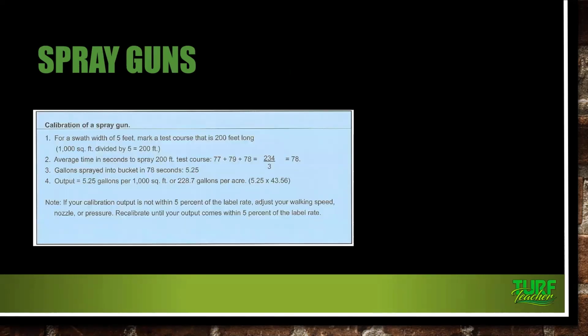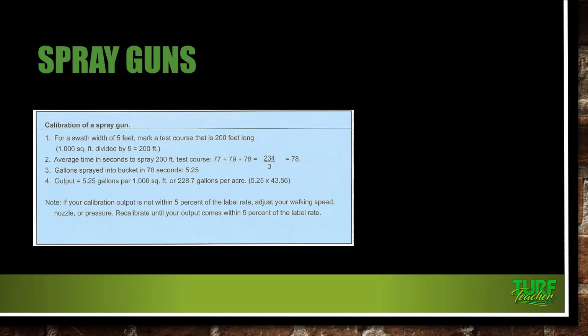And your problem here, the calibration of the spray gun: for a swath width of 5 feet, you're going to mark a test course that is 200 feet long. The 5 times 200 is the 1,000 square feet. Average the time in seconds to spray the 200-foot test course. We've done it once at 77 seconds, once at 79, and the last time at 78. And so we've got an average of 78 seconds.